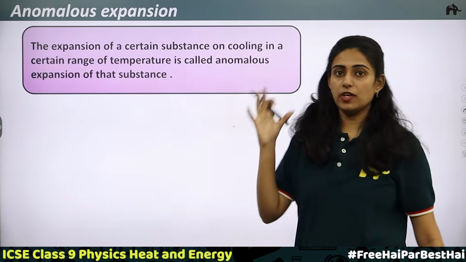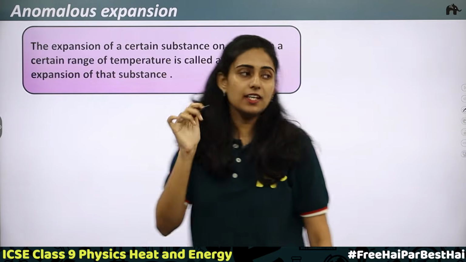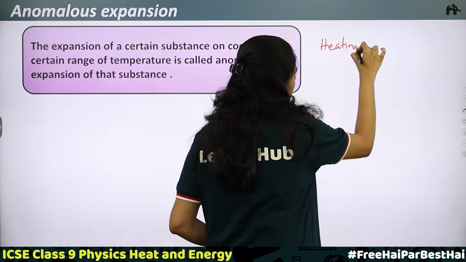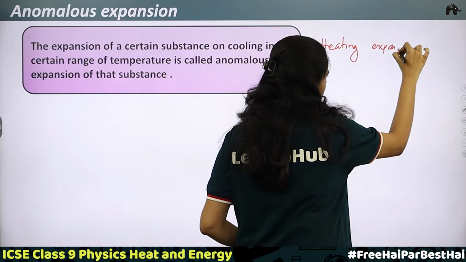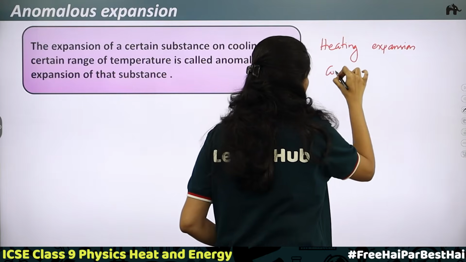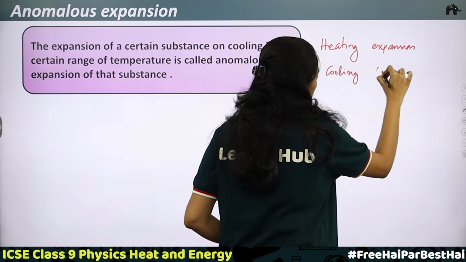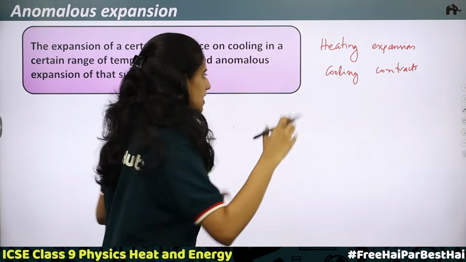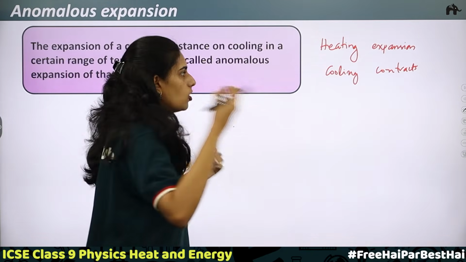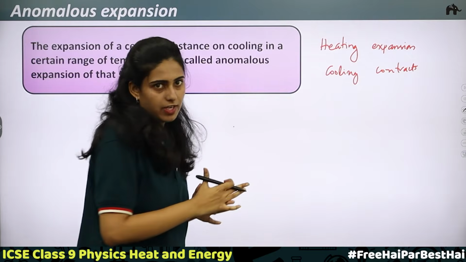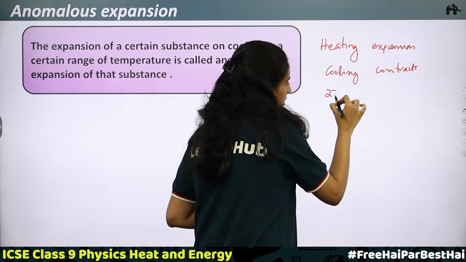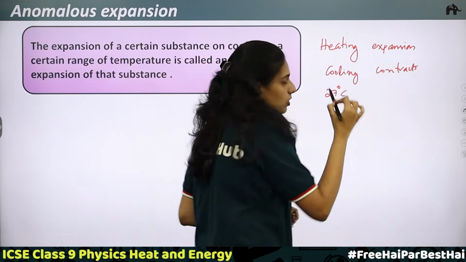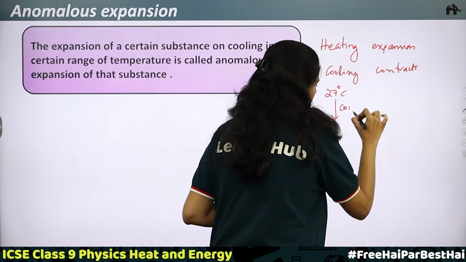Anomalous expansion. So, when does expansion happen? Normally, when heating is done. So, with heating, what happens? Expansion happens. And with cooling, it contracts. Okay. But anomalous expansion is when, for example, you take water. Let's say water which is at room temperature, 27 degrees Celsius. You are cooling this water. What happens? When you are cooling, it will start to contract.